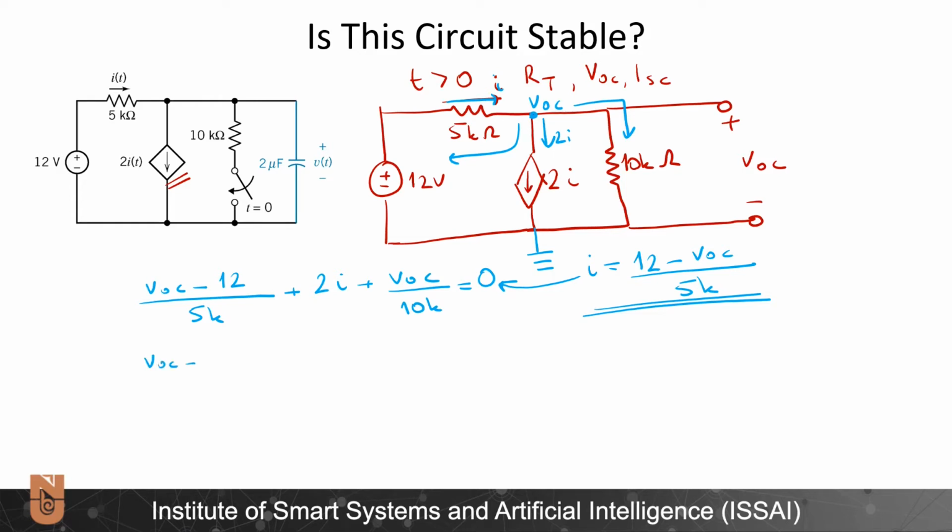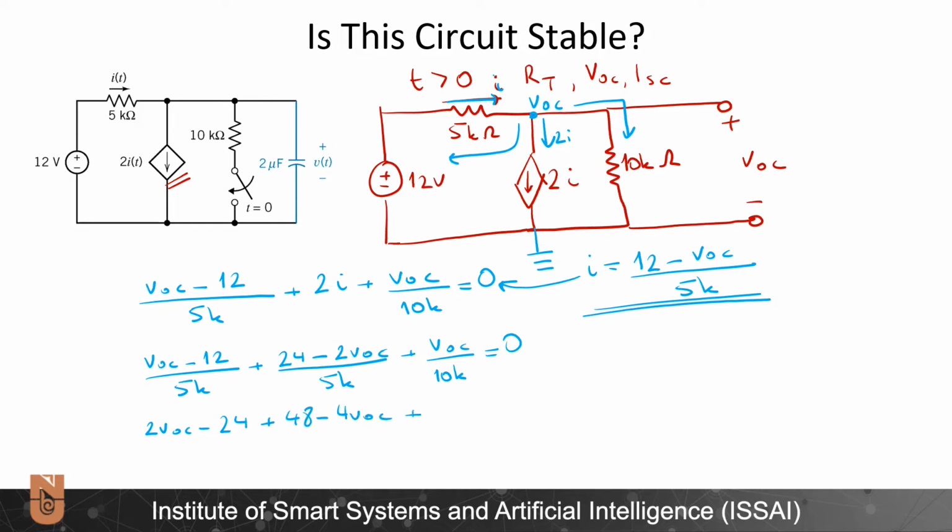V open circuit minus 12 divided by 5K plus 24 minus 2 VOC divided by 5K plus V open circuit divided by 10K is equal to 0. Let's simplify this further. 2 VOC minus 24 plus 48 minus 4 VOC plus VOC is equal to 0.